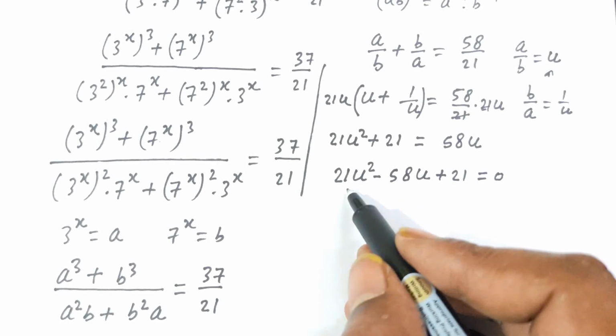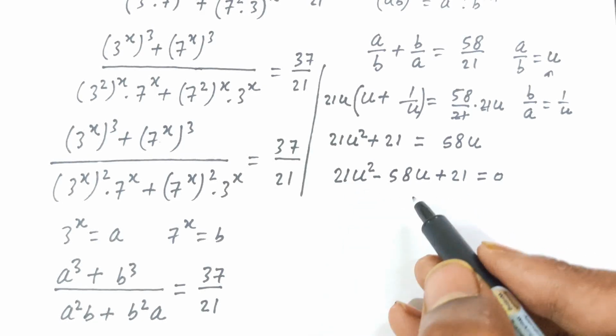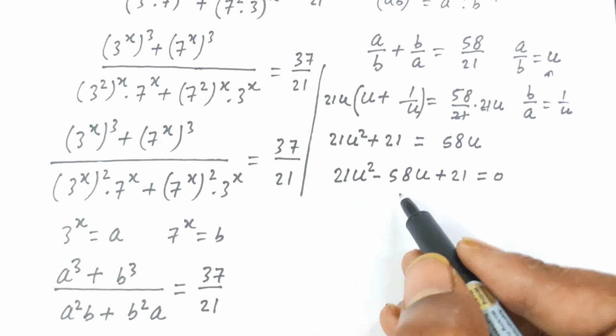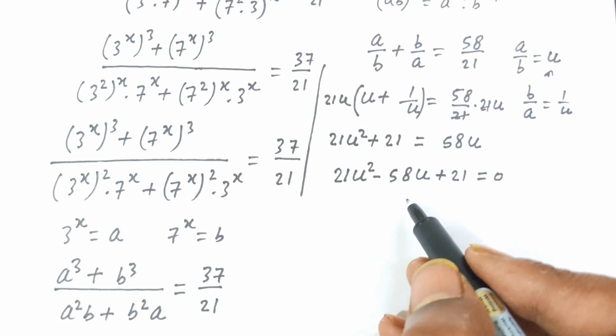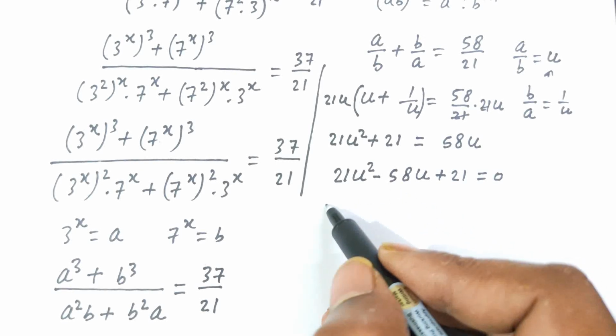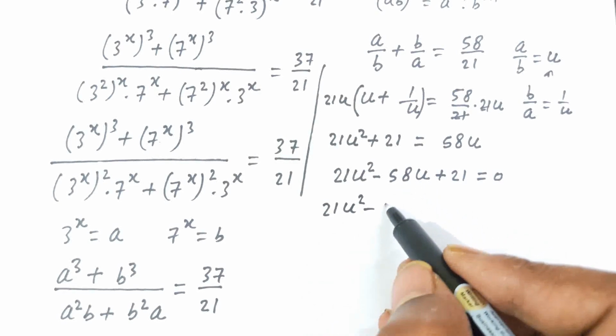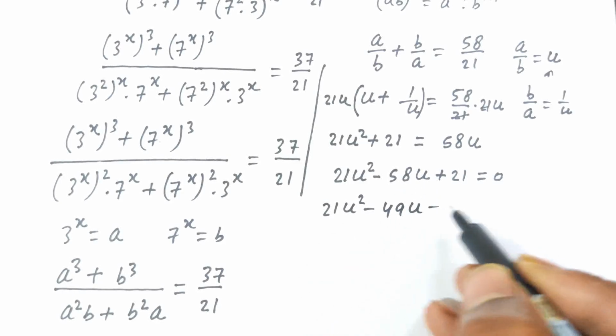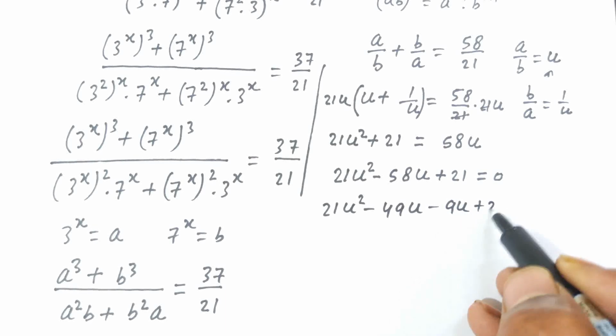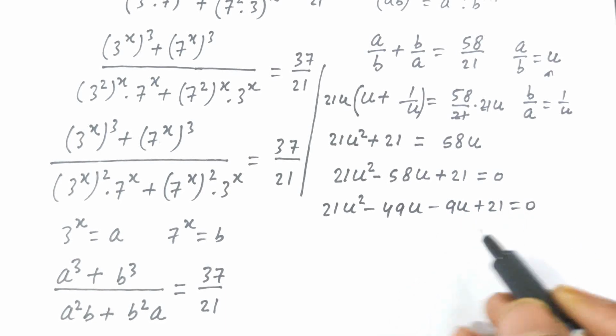Now here this is a quadratic equation in terms of u, so here students we will apply middle term split and then find out the value of u. So 21u square minus 58u is the same as 49 times u minus 9 times u plus 21, and this is equal to 0.